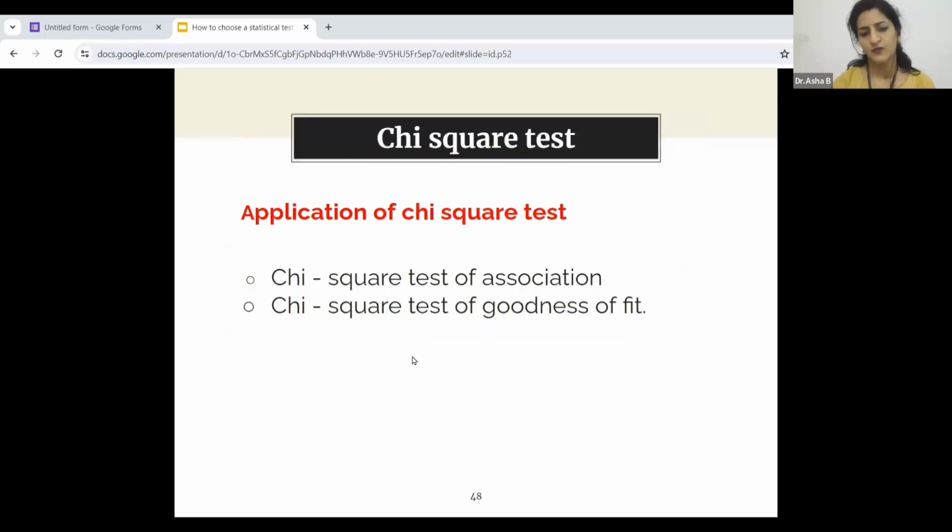The chi-square test is mainly used for two things. One is to find the association, and one more is to find the goodness of fit. Some textbooks also give three things: chi-square test of association, chi-square test of proportion, and goodness of fit. But some other textbooks club association and proportion into a single category. Even I feel that both almost tell us the same thing, so I have clubbed them into two: chi-square test of association and chi-square test of goodness of fit. There is no parametric counterpart for the chi-square test. It is mainly applied for discrete data, where we will not be checking whether it is a normal or non-normal distribution.